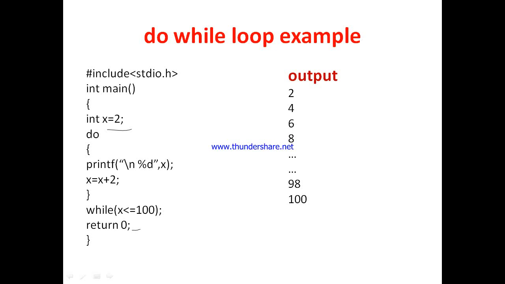Now here 2 is printed, printf, 2 is printed, 2 plus 2 is 4, okay, 4 is less than or equal to 100, true. So again here printf %d x, 4 is printed, 4 plus 2 is 6, 6 is less than or equal to 100, so that condition is true. Again 6 is printed, then 8 is printed, 10 is printed, up to 100, okay. But when x becomes 102 this condition becomes false and the loop is terminated.